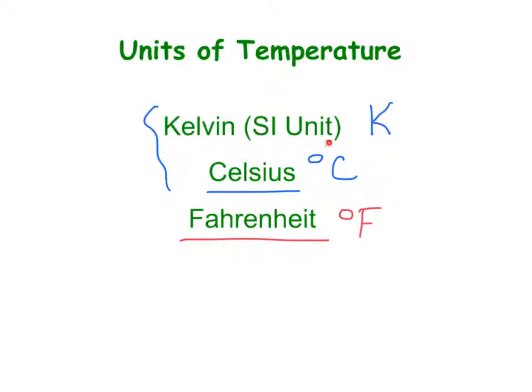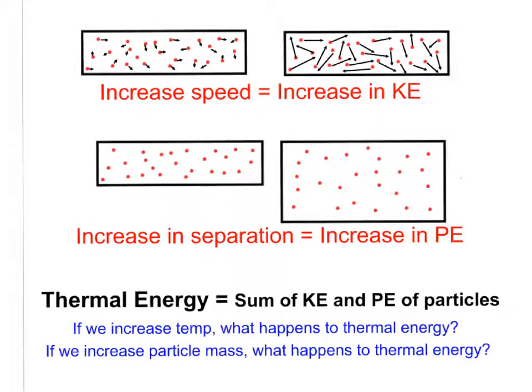Most of the time in science we'll use degrees Celsius, a lot of the times, even though it's not the official SI unit. The actual size of the degree for Kelvin and Celsius are the same size. Fahrenheit, however, is a completely different size of degree. So let's talk a little bit more about energy and temperature.